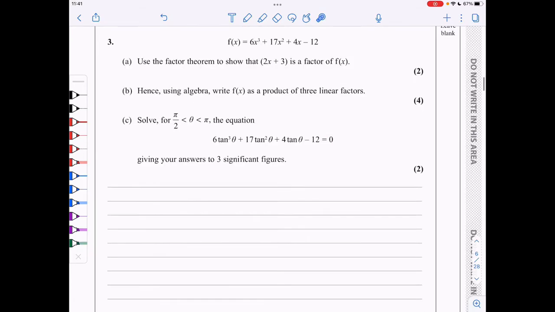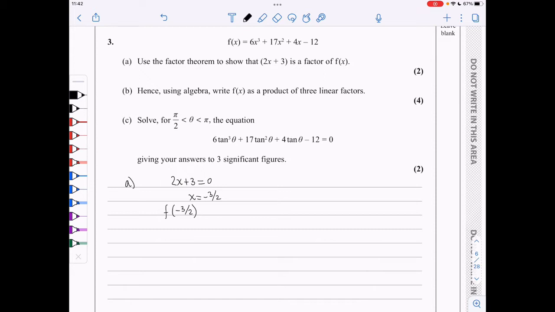In question 3, we're being given f of x here, and we need to use the factor theorem to show that 2x plus 3 is a factor of f of x. Now we know that if 2x plus 3 is a factor of f of x, then by considering 2x plus 3 is 0, which gives me that x is minus 3 over 2, then f of minus 3 over 2 is expected to be giving me an answer of 0.